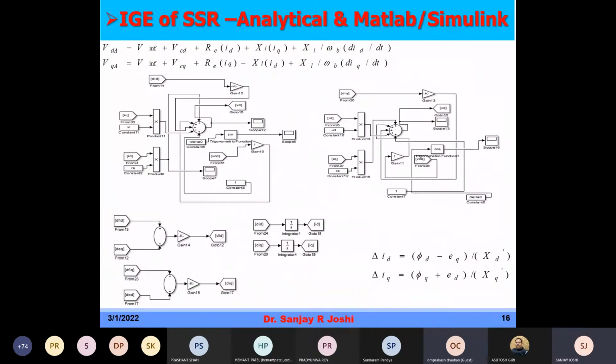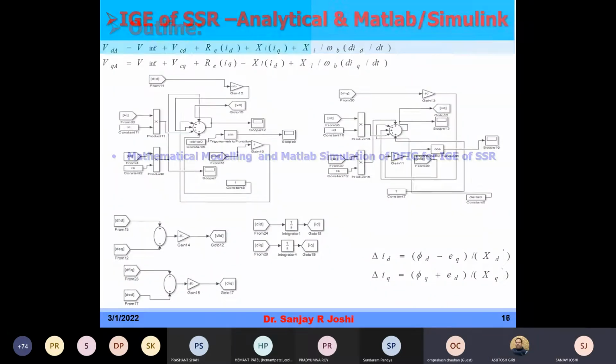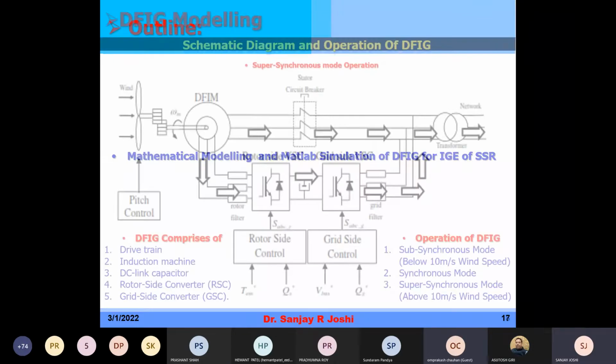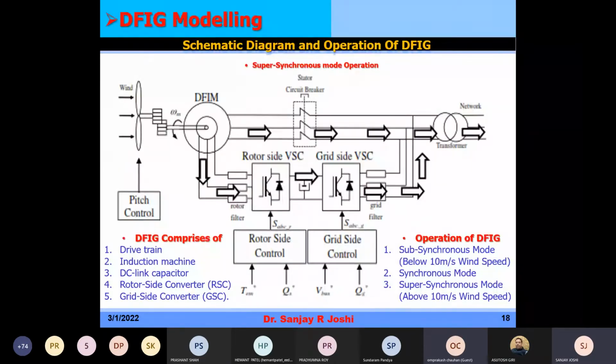Now the slides are visible. So now we will look at the second study system, that is the doubly fed induction machine. It contains a drivetrain, an induction machine, and a DC link capacitor between the two converters, known as the rotor side converter and the grid side converter.